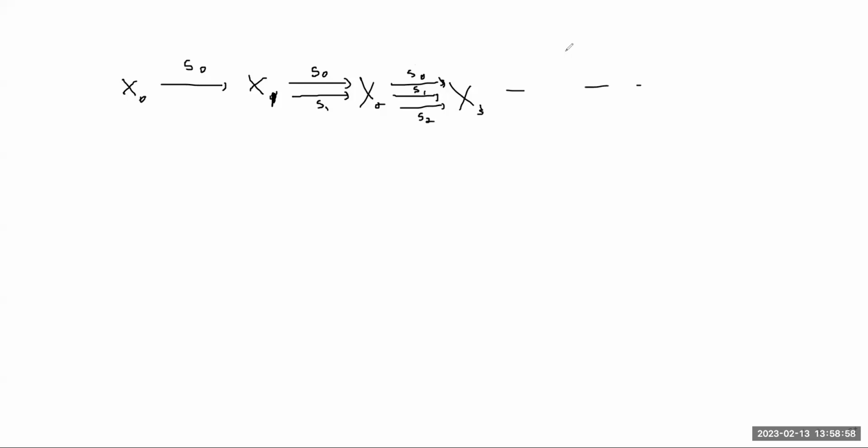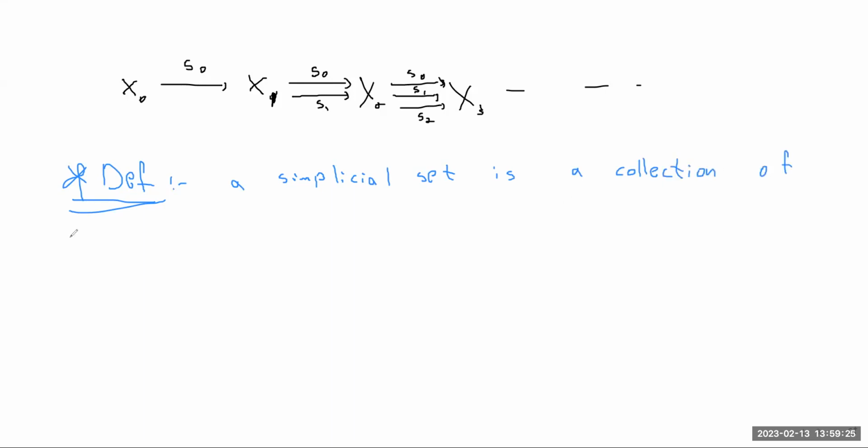So okay, let me now define what a simplicial set is. Definition. A simplicial set is a collection of sets x0, x1, and so on, with face maps.